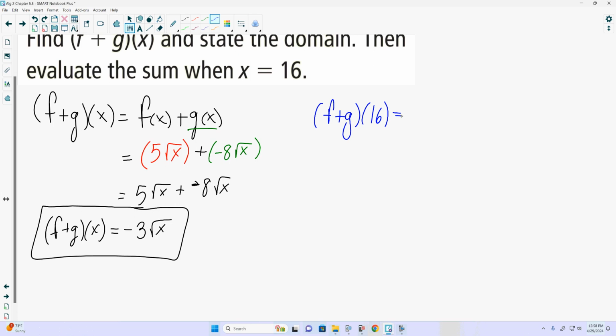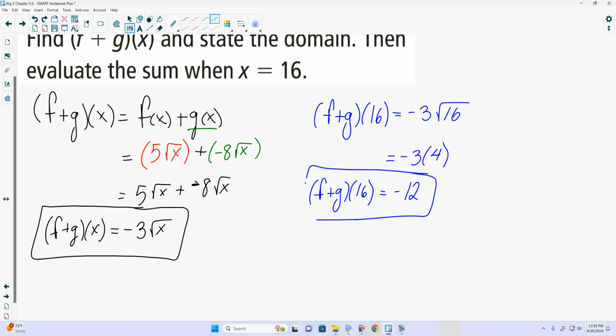Questions on how we found f plus g of x? Now we want to find f plus g of 16. So we're looking at negative 3 times the square root of 16. Again, we can do this by hand or we can do it in the calculator. Either way, we will get the same answer. Square root of 16 is 4, and negative 3 times 4 is negative 12. So f plus g of 16 is negative 12.